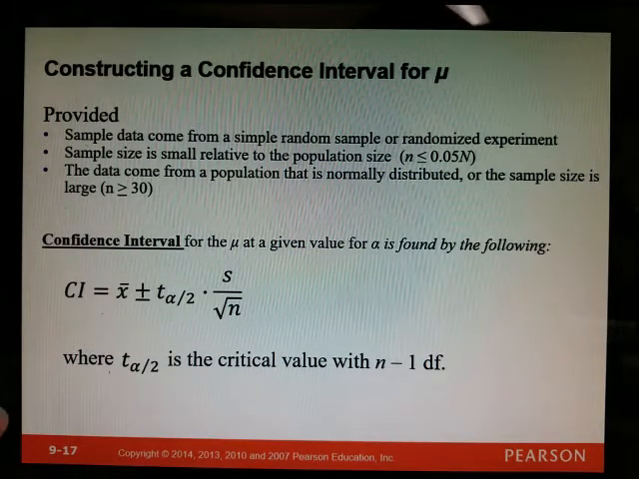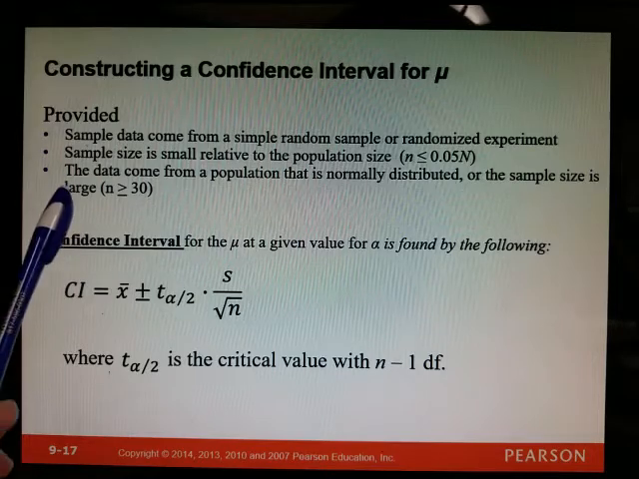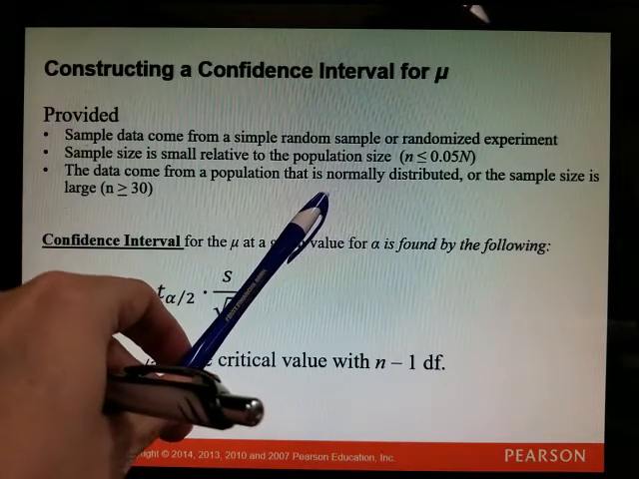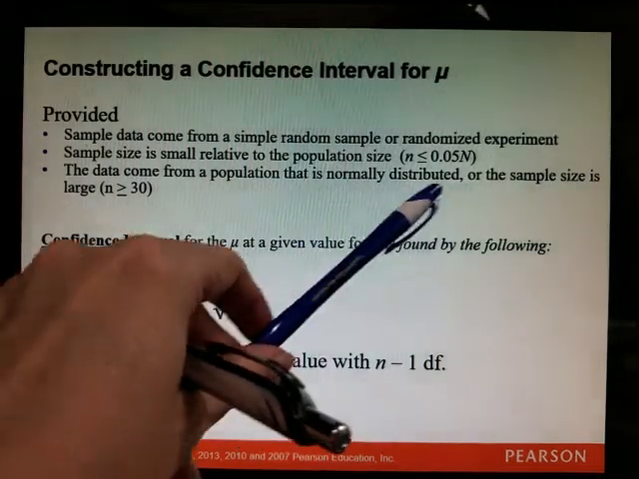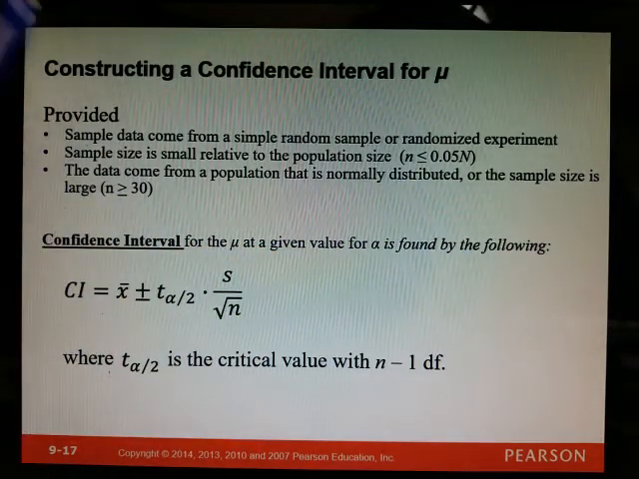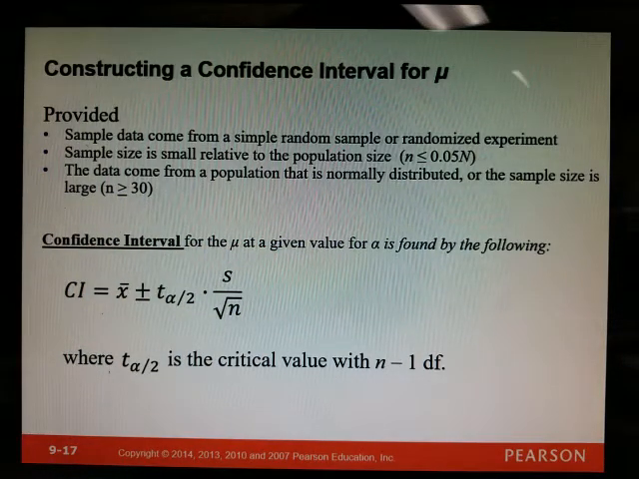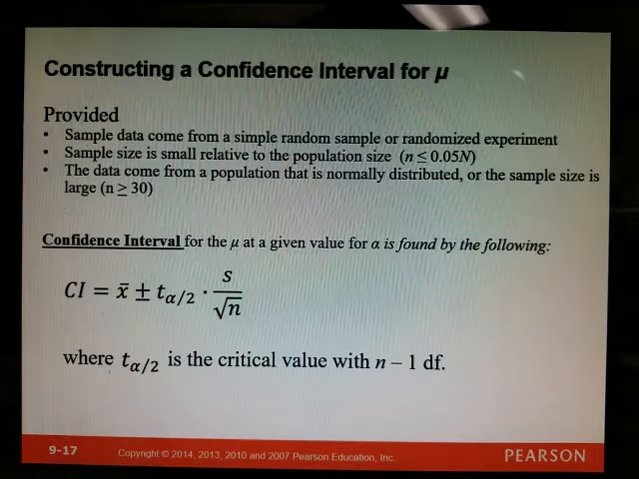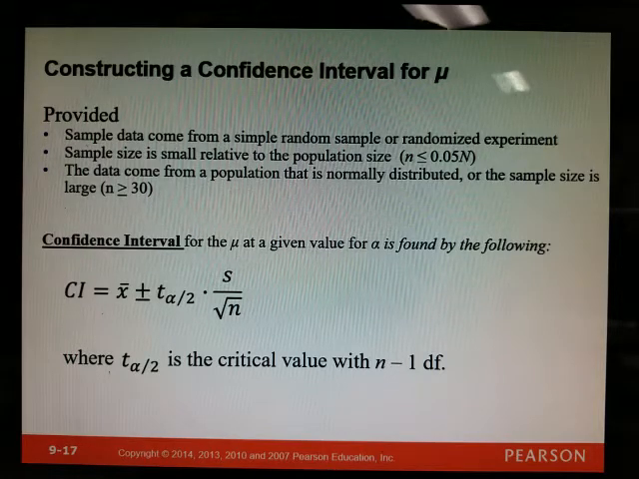And then the other thing that has to be true is one of these two. It either has to come from a population that's normal, and they will have to tell you that, or the sample size has to be greater than 30. If the sample size is greater than 30, then it really doesn't matter if the original population was normal or not. We would still be able to use the confidence interval formula.